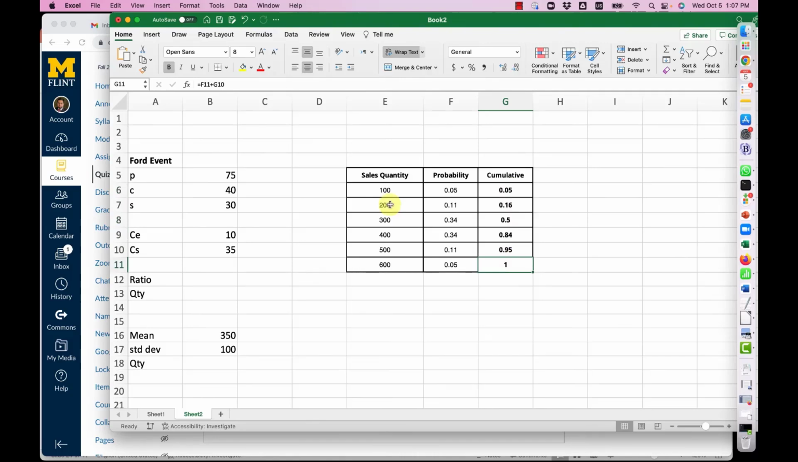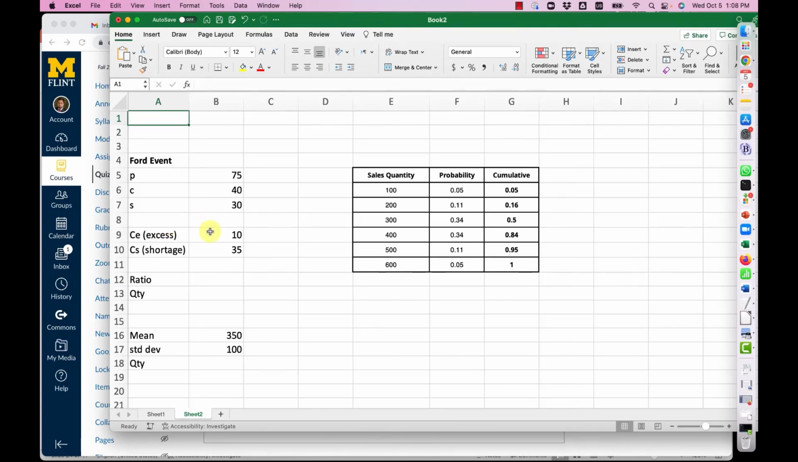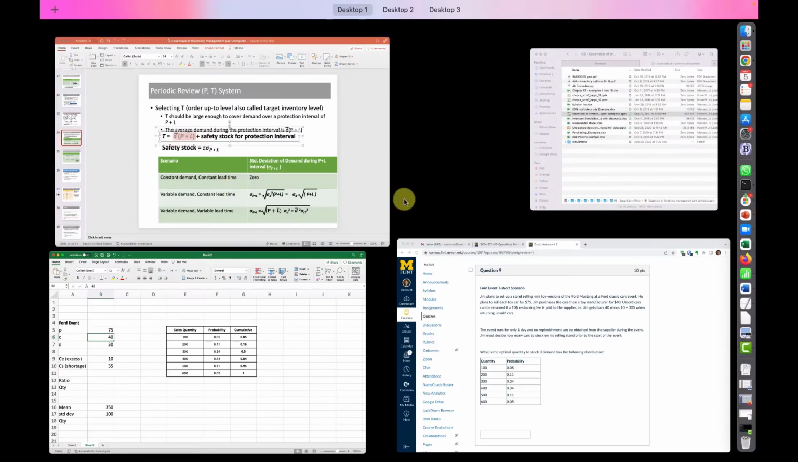Now, to do any of this analysis, you need to find the cost of excess and the cost of shortage. So C is the cost of excess, CS is the cost of shortage. So think about it this way. If you have one extra t-shirt left at the end of the day, what is the cost of that? Well, you paid $40 for the toy car at the start of the day, whatever item we are selling. What are we selling?